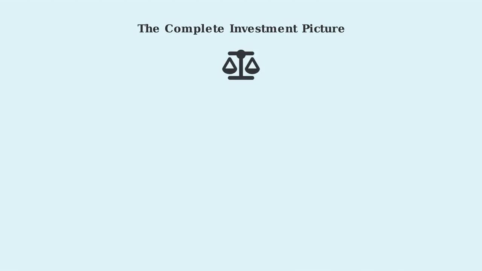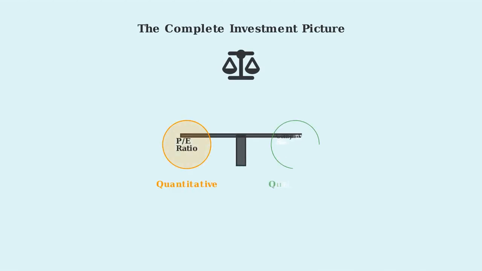Smart investing requires balancing both quantitative metrics like PE ratios with qualitative factors. Think of it as a scale where both sides need to be considered for a complete investment analysis. The PE ratio gives you the numbers, but qualitative factors provide the context and story behind those numbers. Remember, use the PE ratio as your starting point for analysis, not as your final investment decision. Combine it with thorough research into company fundamentals, industry dynamics, and economic conditions to make well-informed investment choices.